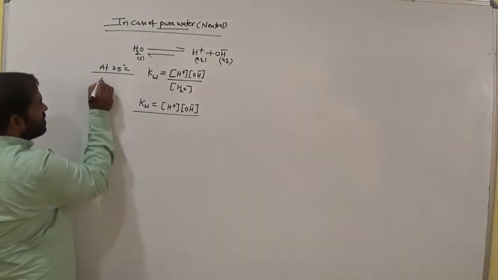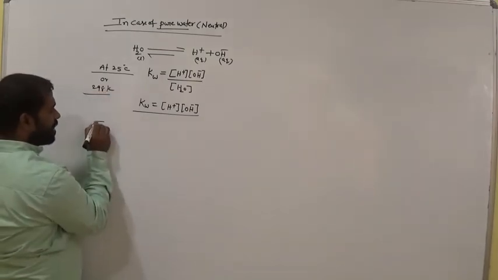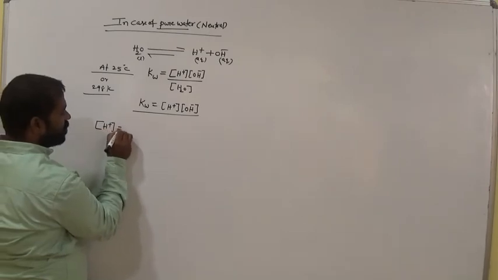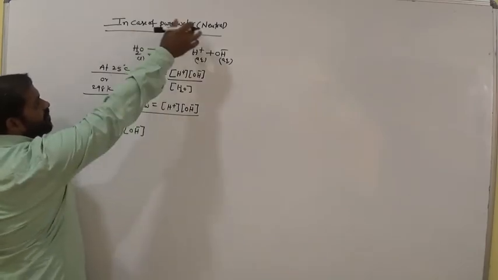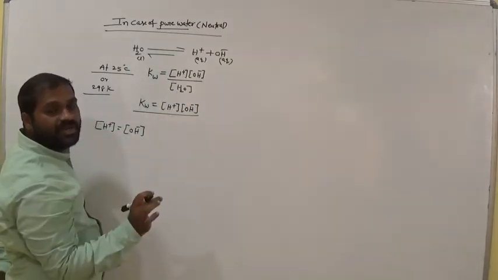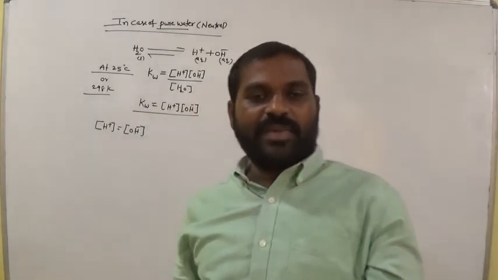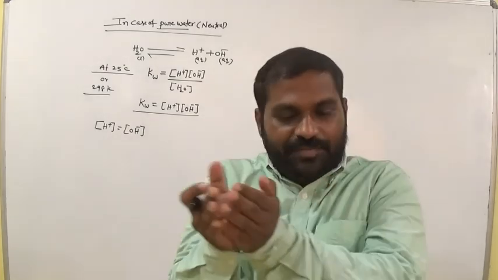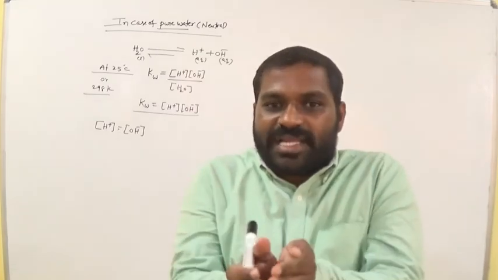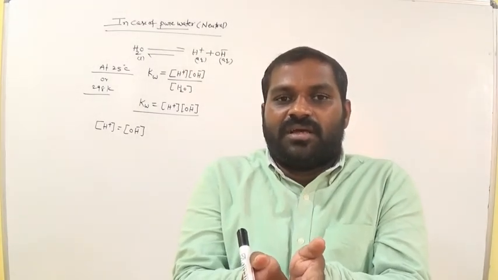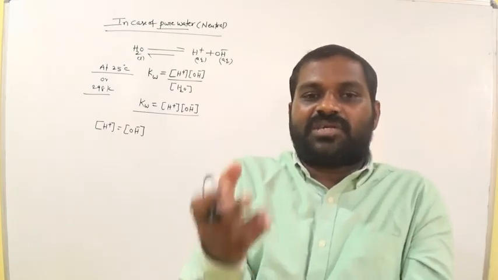Now at 25 degrees Celsius or 298 Kelvin, the molar concentration of H plus equals the molar concentration of OH minus in a neutral solution. Here it is pure water, that means neutral. In a neutral solution, number of H plus equals number of OH minus, then only it is neutral. H plus means acid, OH minus means base. When it undergoes neutralization, both are equal, then the condition is called neutral.